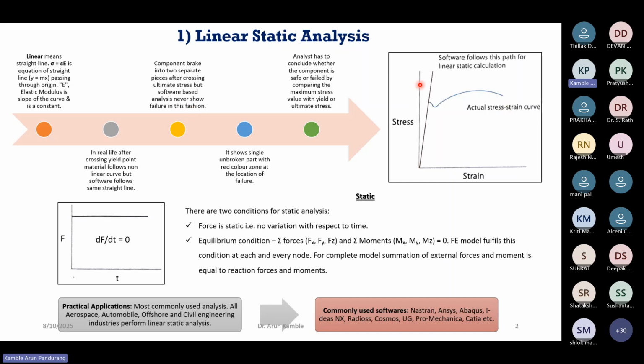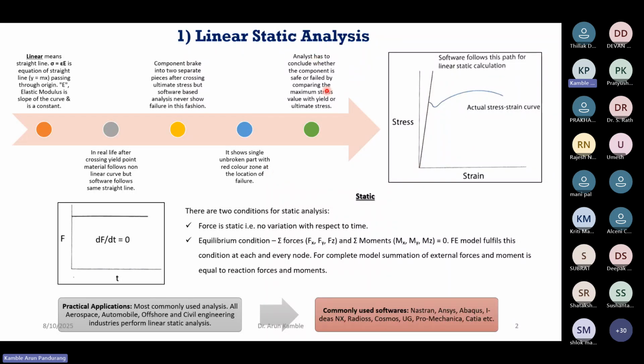It shows a single unbroken part with a red color zone at the location of the failure. In the software we can only see two broken parts when we use a damage model and failure criteria, in the case of damage modeling. But in general, in linear static analysis, we can't get a separate part; it shows a single unbroken part with a red color zone at the location of the failure.